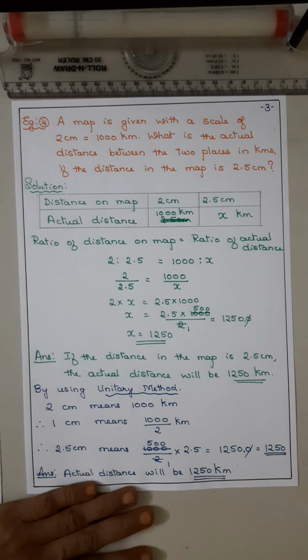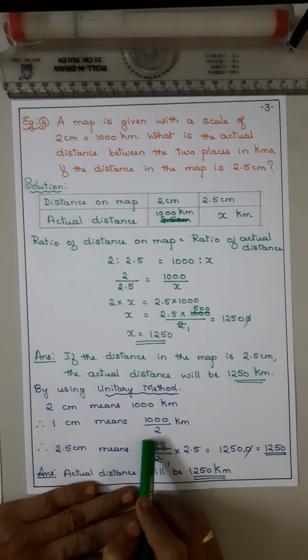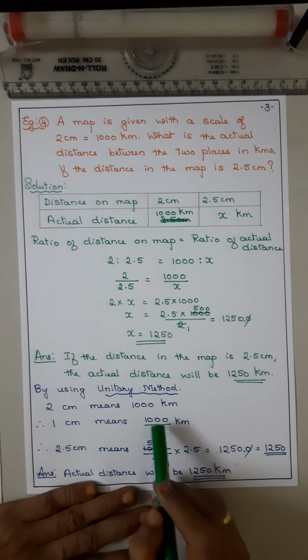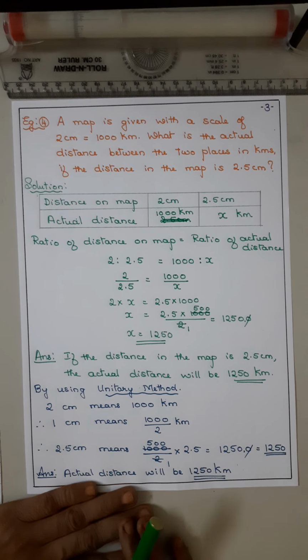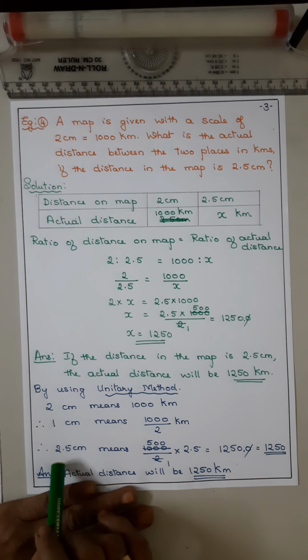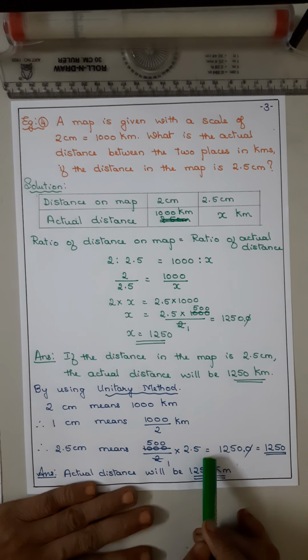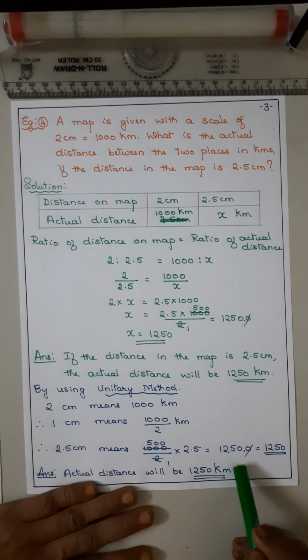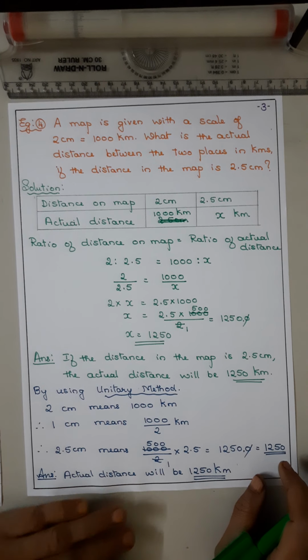In 6th standard you have learnt. So 2 centimeters means 1000 kilometers. 1 centimeter is equal to how much? 1000 by 2 kilometers. Here by cutting we can write 500, otherwise it will go into further calculation. Therefore 2.5 centimeters means this 1000 by 2 into the number given now, 2.5. So 2 ones are 2, 500s are. Now 2.5 into 500, the same calculation as before. So you got 1250. So the actual distance will be 1250 kilometers. Is it clear?